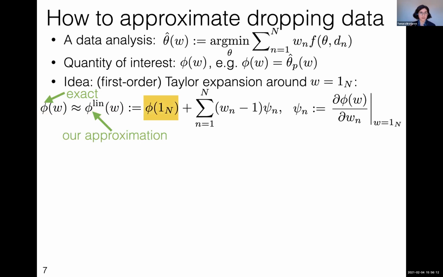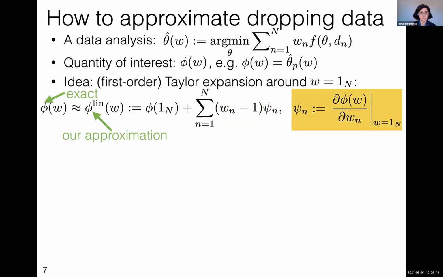First we have the 0th order term, phi of the all ones vector. This is literally what you get by running your original data analysis. Because you just run your data analysis to get theta hat of all ones, and then you find out what your phi of all ones is. So this is a sunk cost, you've got to run some data analysis. The second term, the linear term, is basically the difference between W and 1, together with the derivative.